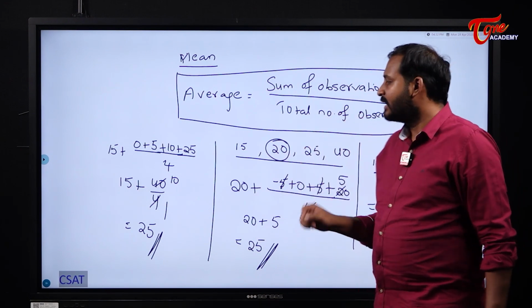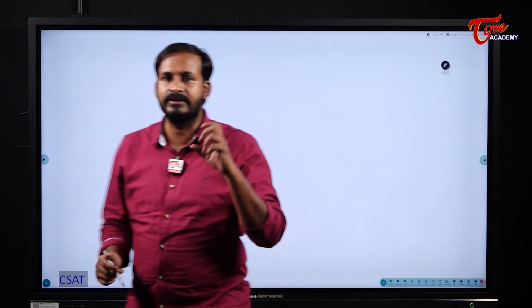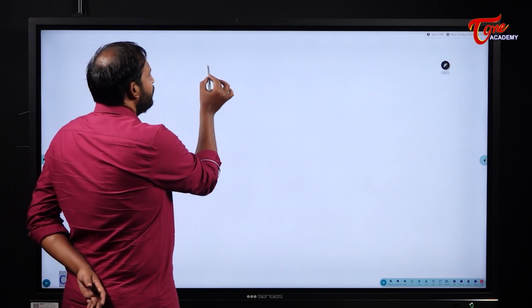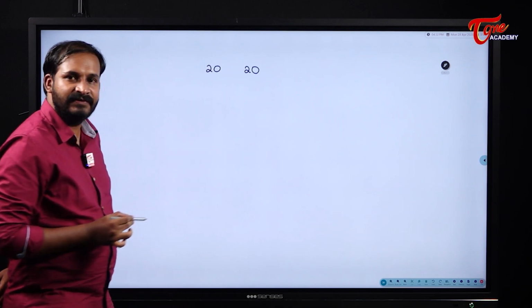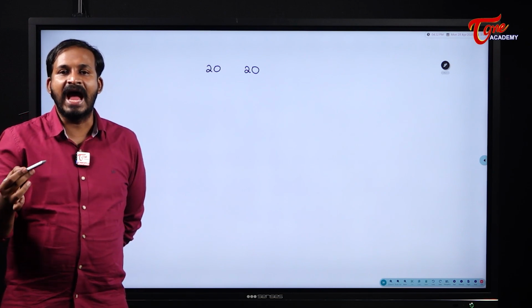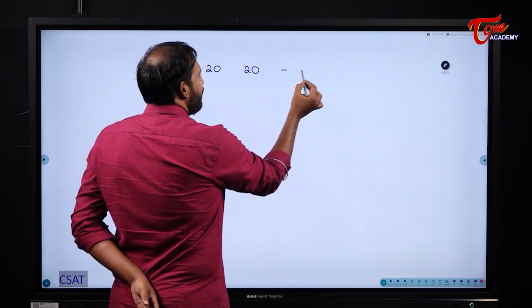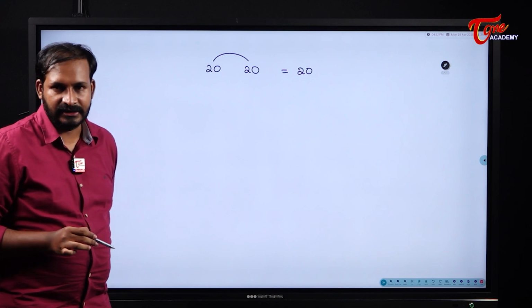Okay, good, super. Next we will make some observations here, students. These observations are very, very important. Please observe here, students. For example, if there are 2 numbers 20 and 20, what will be the average between them? What will be the average between 20 and 20? Sir, the average will become 20. Why? Because both the observations are 20.